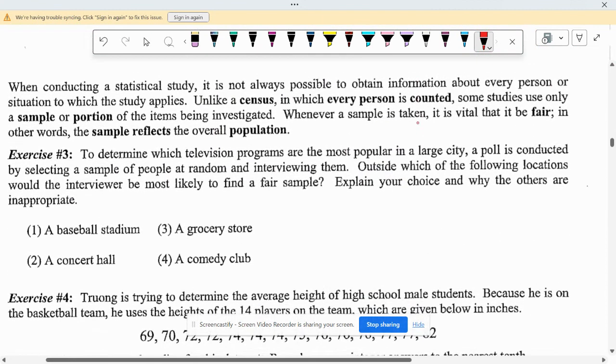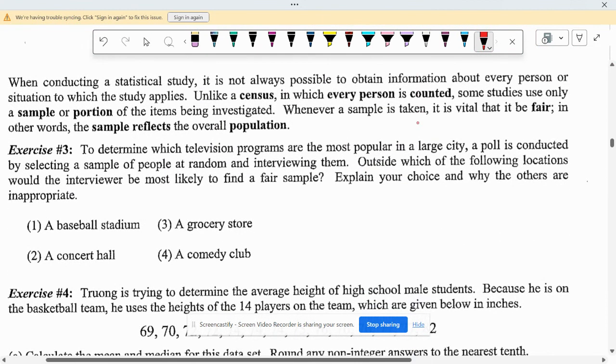So when we do a statistical study, it's not always possible to obtain information from every single person in the population, right? If we wanted to do a survey at school about your favorite lunch and we gave them a choice, like hamburgers, pizza, whatever, could we interview every person in the school? You think that we could interview every person in the school? How?